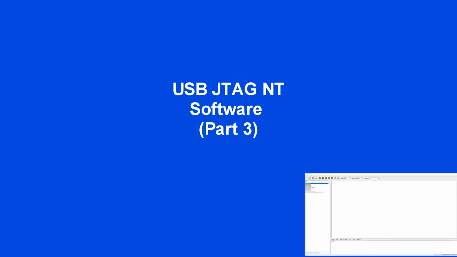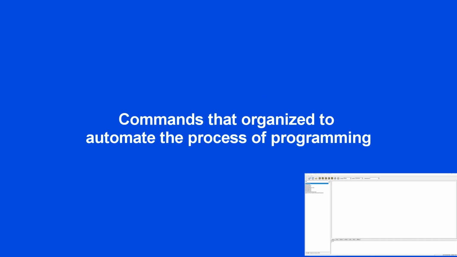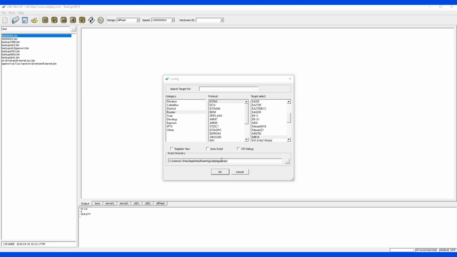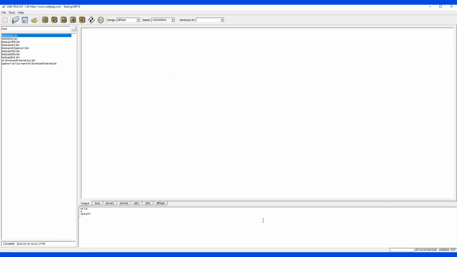In this video, I'm going to talk about the usage of script in USB JTAG NT software. What is the script? A script is a collection of commands that automate the programming process. Script is stored in here. The available script can be found using the command script, and these are the current scripts.